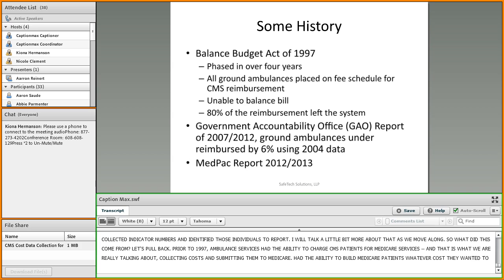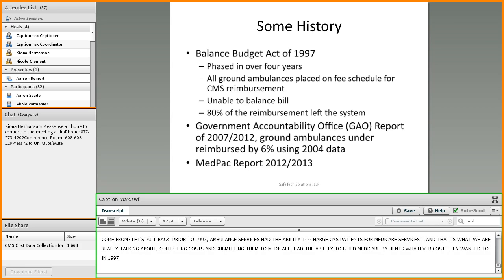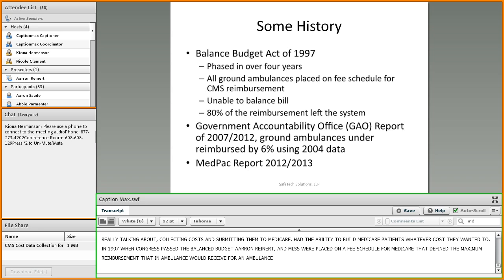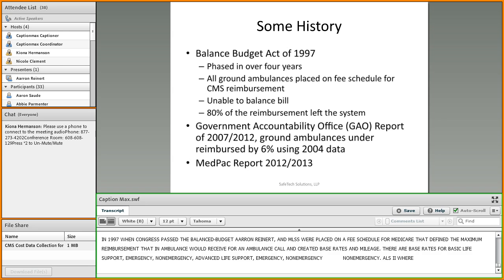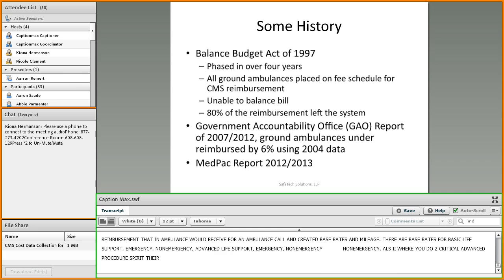So where did this come from? Well, let's pull back. Prior to 1997, ambulance services had the ability to charge Medicare patients for Medicare services, and that's what we're really talking about here, collecting costs and submitting them to Medicare. They had the ability to bill a Medicare patient whatever costs they wanted to. In 1997, when Congress passed the Balanced Budget Act, ambulance services were placed onto a fee schedule for Medicare that defined the maximum reimbursement that an ambulance would receive for an ambulance call and created base rates and mileage.